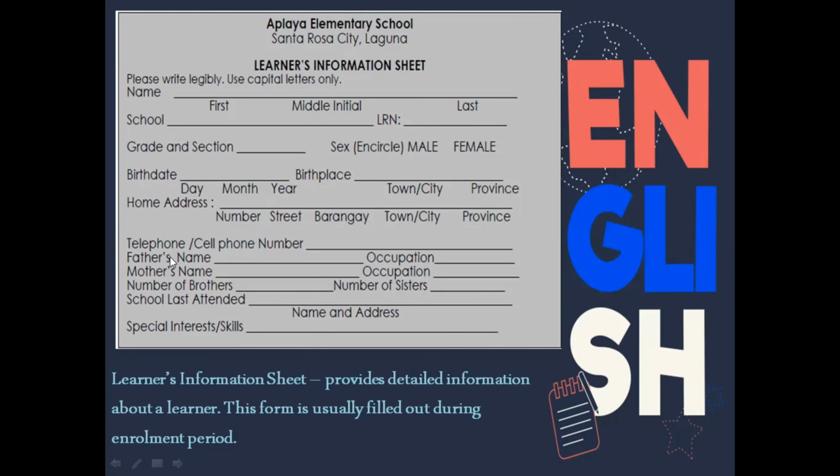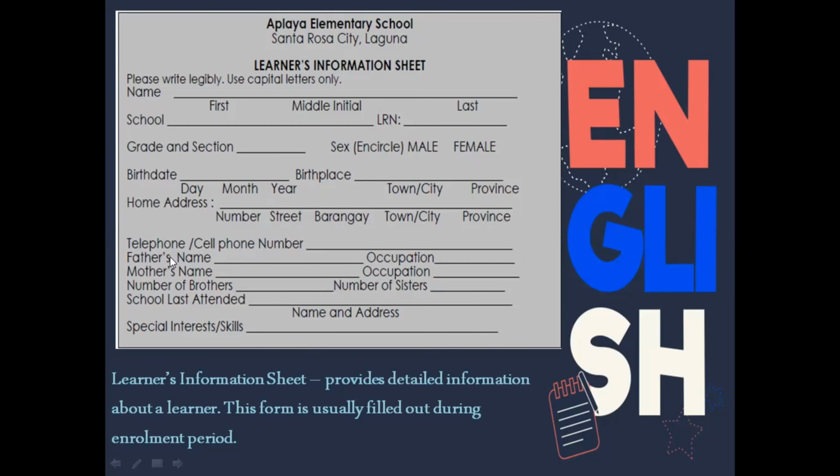So the next form that we're going to talk about is what we call the co-curricular application form. A co-curricular application form is filled out when a learner wants to join a specific club like English club, math club, or any club that your school offers. So what details are asked by a co-curricular application form?